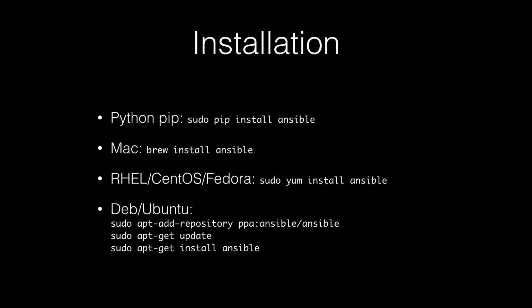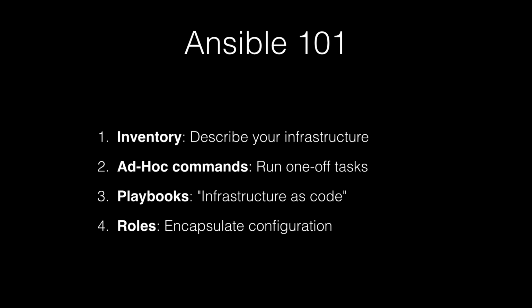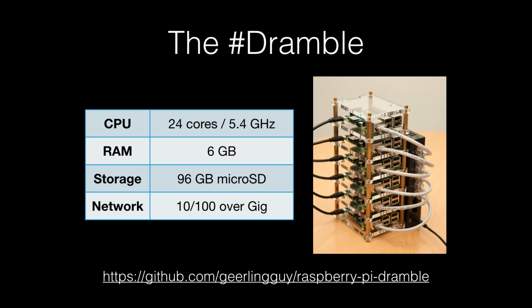It's really easy to get started using Ansible. I usually use pip, which installs the same way on all platforms, and lets you get the latest versions of Ansible right as they're released. But you can also install Ansible using your favorite package manager on the Mac or on CentOS or Ubuntu, whatever kind of platform you're using. And there's four main parts to Ansible. We're going to go through inventory, ad hoc commands, playbooks, and roles.